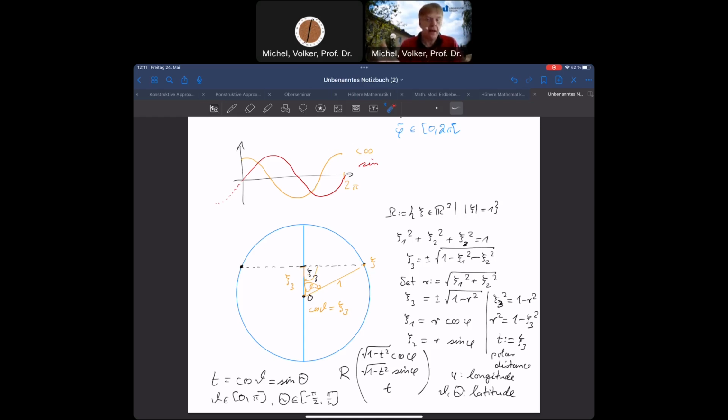Now, it's certainly up to you if you take cosine phi sine phi or sine phi cosine phi, but that's certainly the more geographically common way of doing it. And the same is true for the latitude. You also know from geography in school that people use latitudes from 90 degrees north to 90 degrees south, which is again the plus pi over 2 and the minus pi over 2 range. Okay, so much about this. Now we should use that.